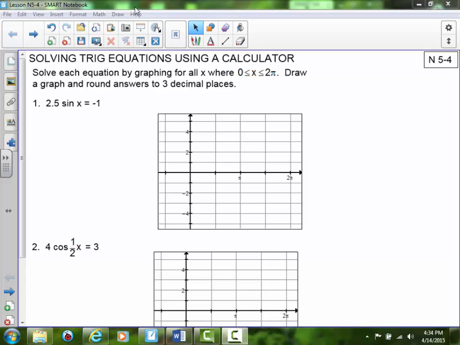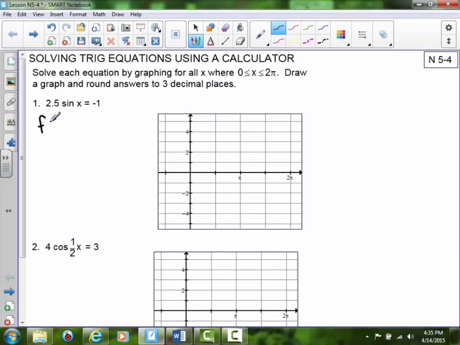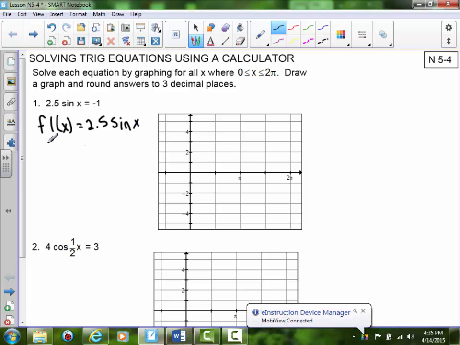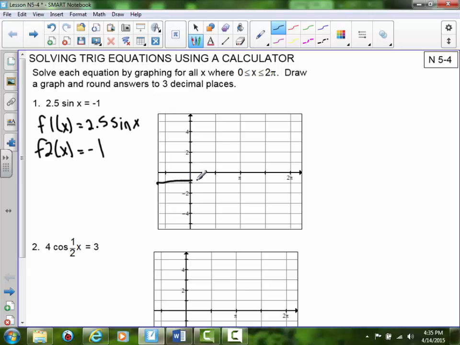Okay, so when we're graphing to solve, we're going to treat each side of the equation as a separate function. On our N5-4s, at f1 of x, we will type 2.5 sine x. And at f2 of x, we will type -1. Now we're going to graph this. -1 will be the horizontal line through -1.